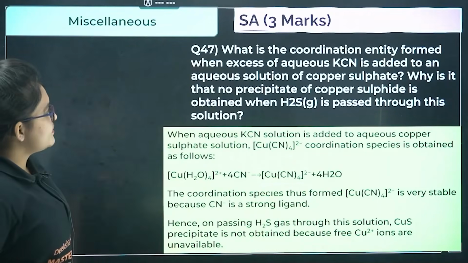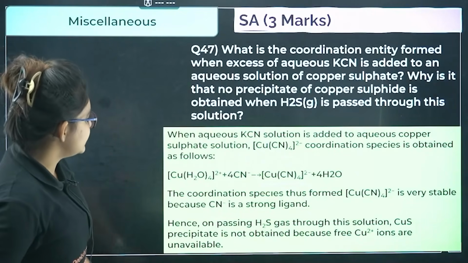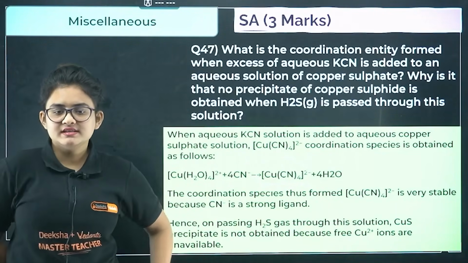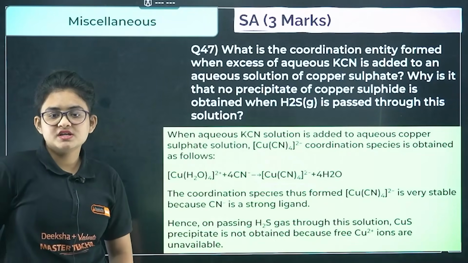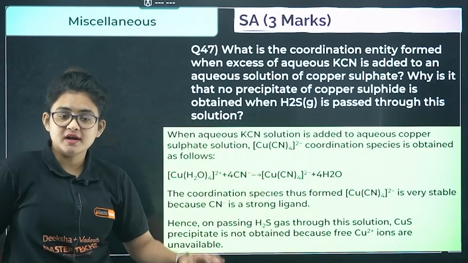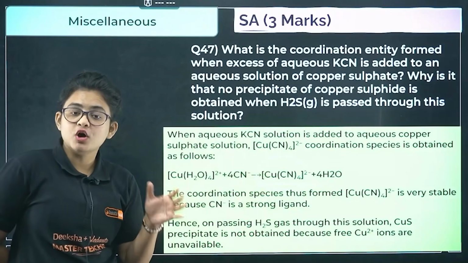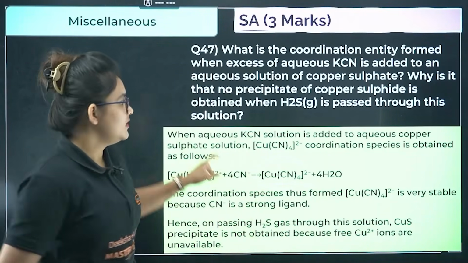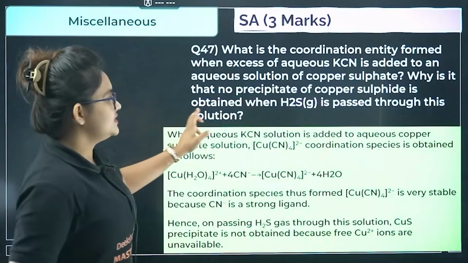Next part is why there is no precipitation. If you pass H2S gas, copper sulfide precipitation will not be obtained because copper is a part of the coordination sphere, and the coordination sphere will not dissociate. Hence, you will not get copper sulfide. Let's proceed.